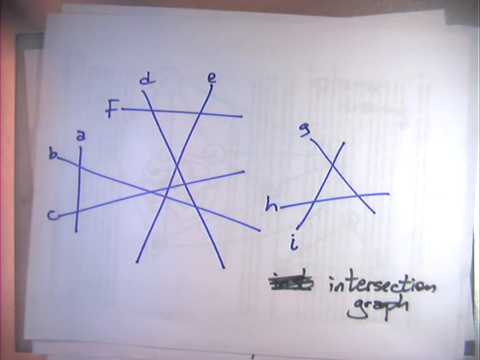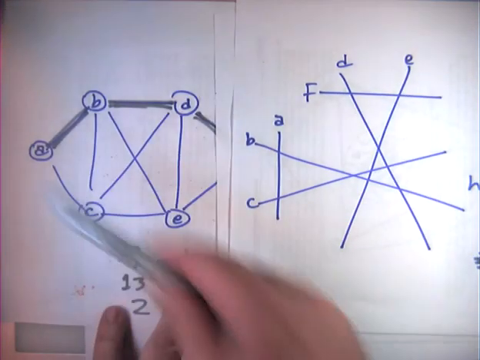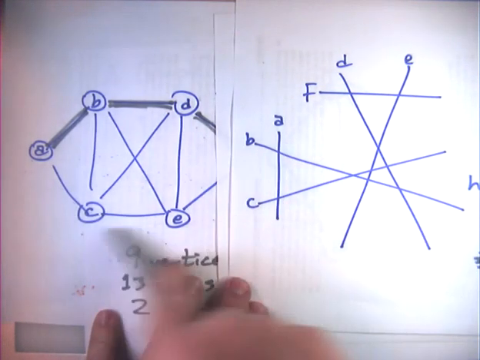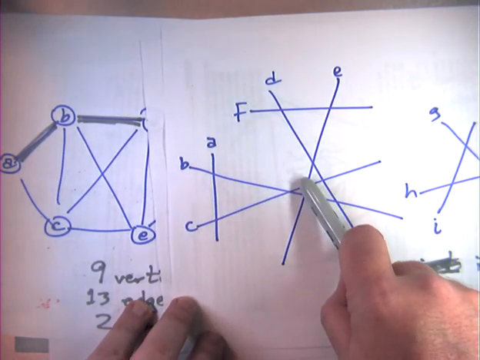I've reversed the roles of the things that look like points and the things that look like lines. In this case, it's the lines that are the vertices, and it's the intersection points between those lines that represent the edges. Again, this example is straight out of the lecture notes. You can check, there's an edge between segment A and segment B. Here, there's an edge between C and E. Sure enough, there's an edge here between segment C and segment E.